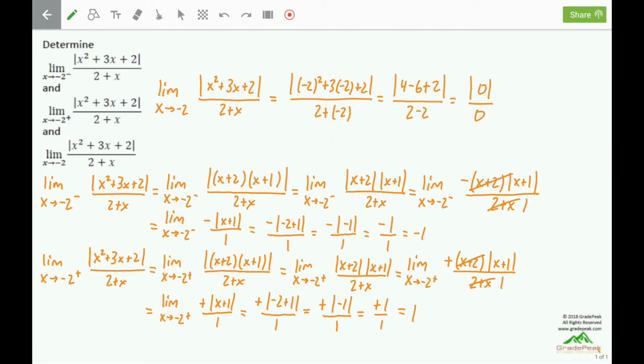For the two-sided limit, we can compare the results of the one-sided limits. Here they are. Since they do not match each other, the two-sided limit up here does not exist. And there are the results of the three different limits.